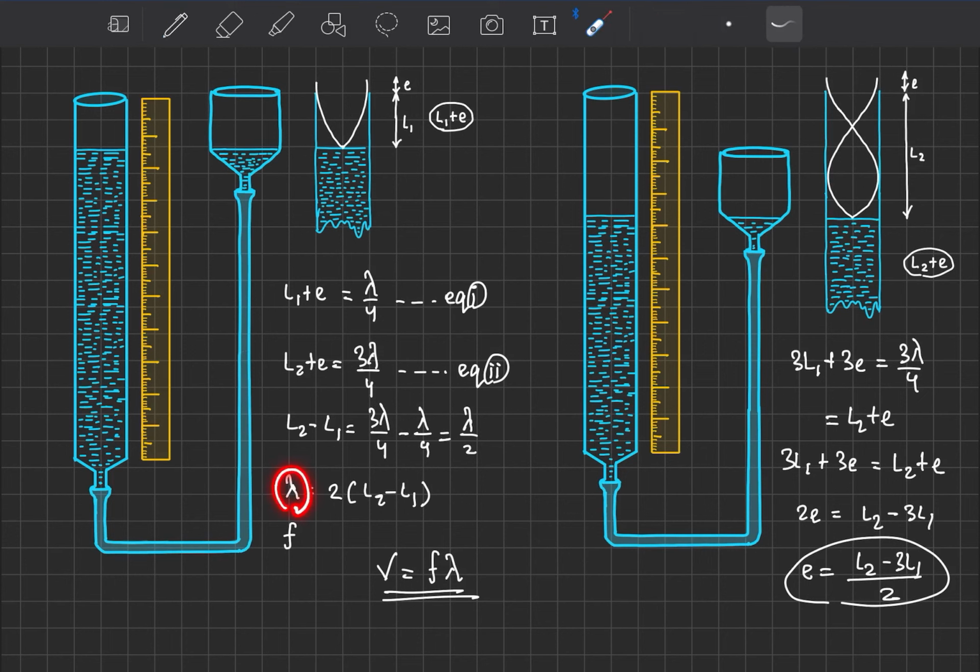This is a formula for end correction also, but we won't always need the formula, because once we get lambda we can put the value of lambda in the first equation or the second equation. But this is one of the formulas that can be used directly. While solving problems, I suggest that you use this lambda. Once you get the lambda, put this lambda value here, and you will get the value of end correction easily. So this is the experimental setup.